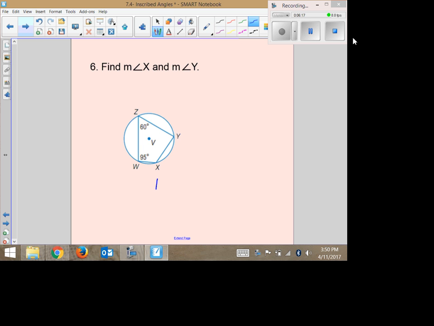All right, so we want to find the measure of angle X. So we can take 180 minus 60 to give us 120, because we know that the measure of angle X plus the measure of angle Z has to be 120. And then to solve for Y, we can take 180 minus 95 to get 85 degrees.